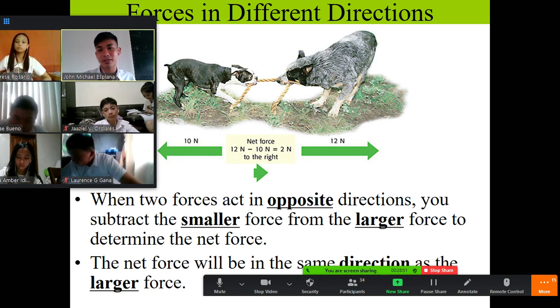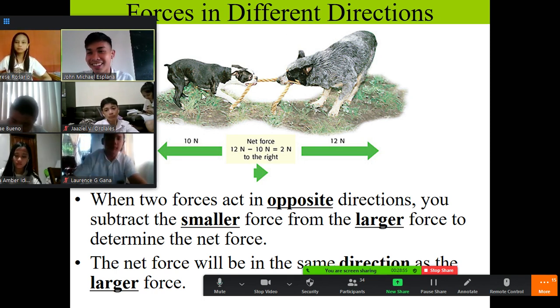individual forces. So parang si Jaila nagbe-breakfast pa lang ah. Okay, so yan. Okay, so next.